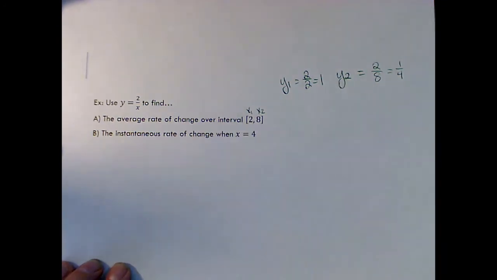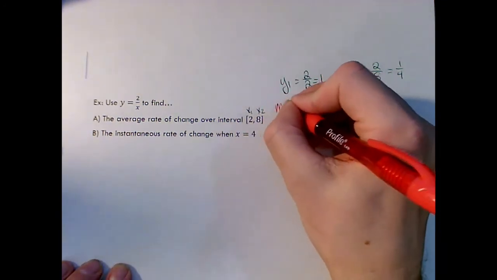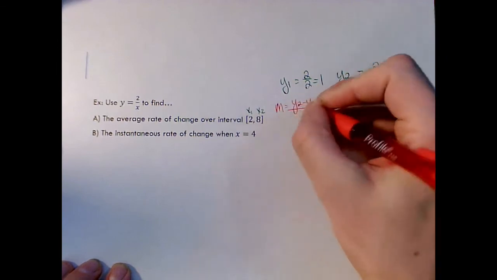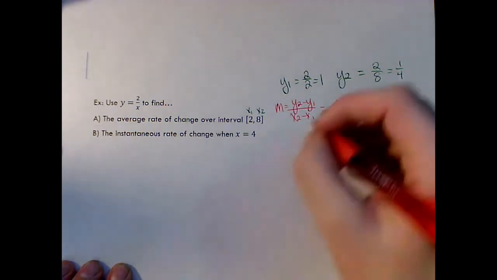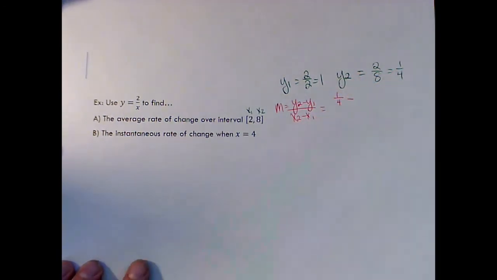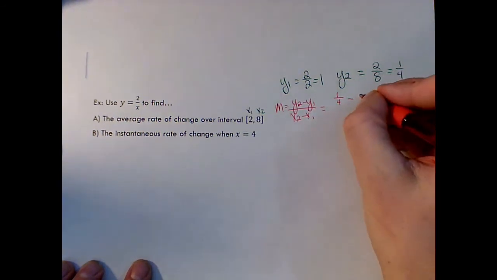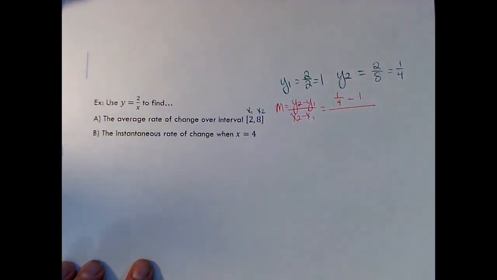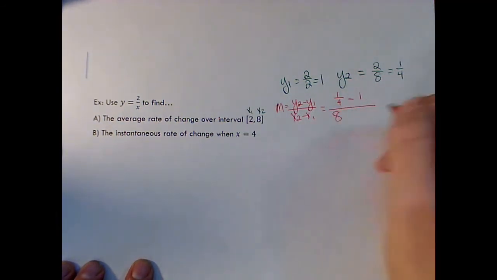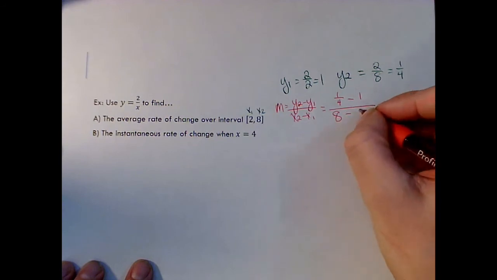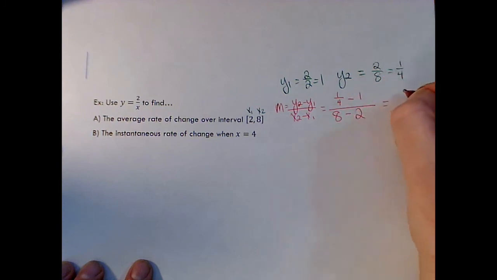I'm going to use the tried and true slope formula. M equals y sub 2 minus y sub 1 over x sub 2 minus x sub 1. Y sub 2 is a quarter, minus y sub 1, which is 1, over x sub 2, which is 8, minus x sub 1, which is 2. This gives me negative 3/4 over 6. And I'll put over 1.